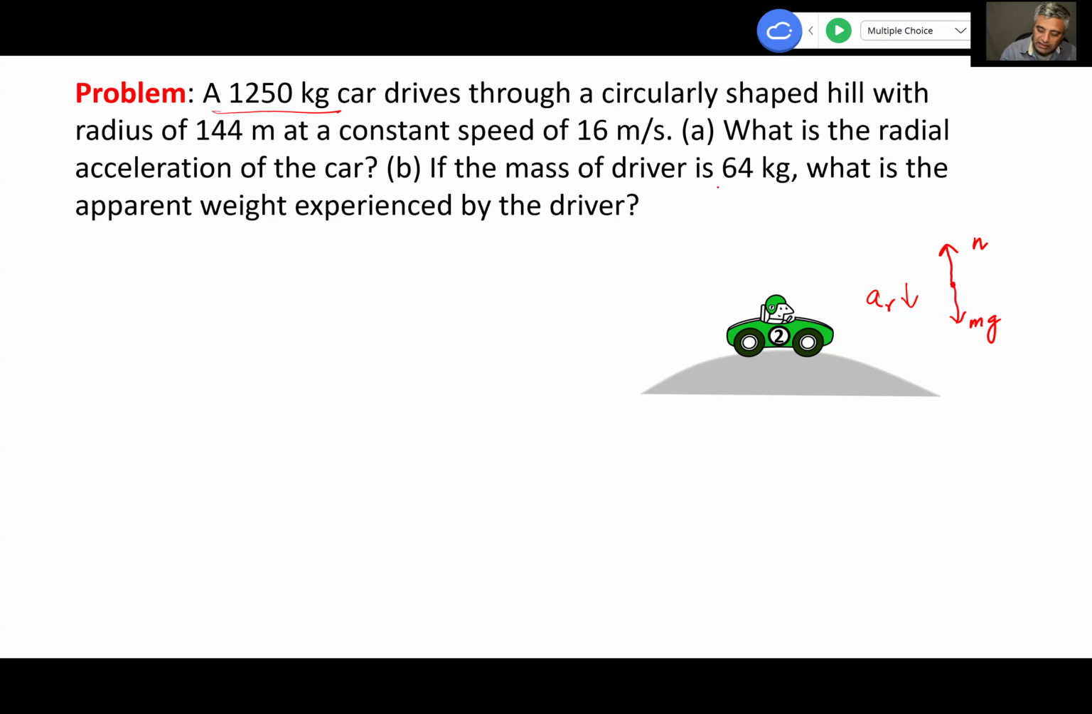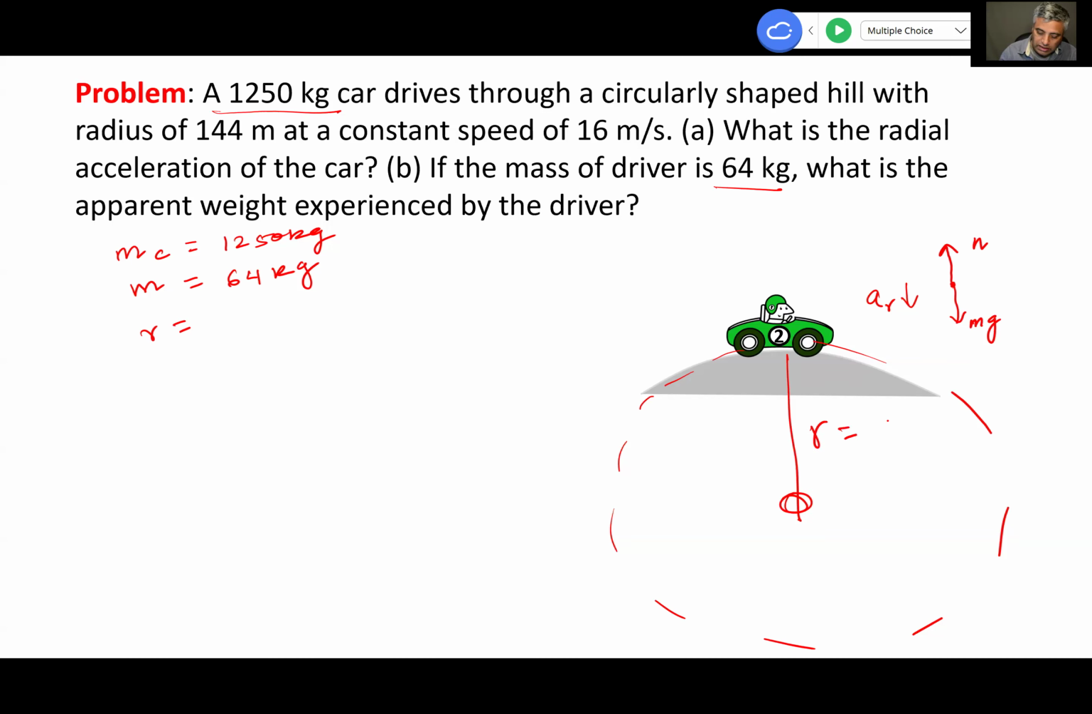So there are two masses. Mass of the car is 1250 kilogram, and mass of the driver, so I'm just writing m for mass of the driver, 64 kilogram. Radius of the circular part of the road, R, is 144 meters. The speed at that point is 16 meter per second. It says constant speed, so speed is the same all the time here. So this is like a uniform circular motion.